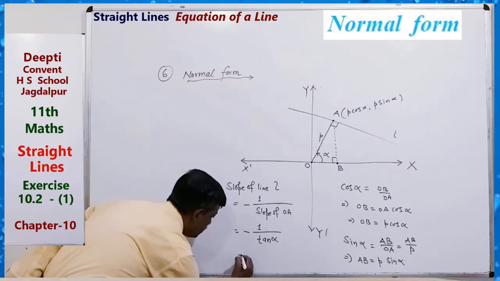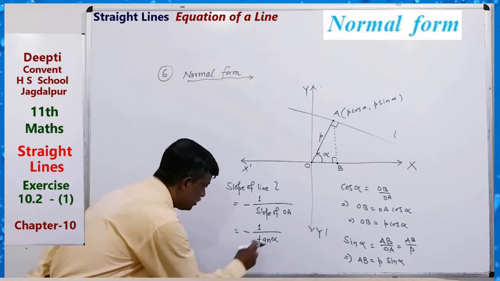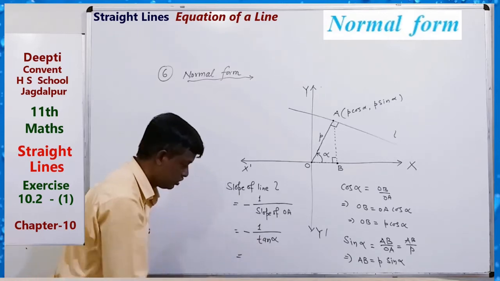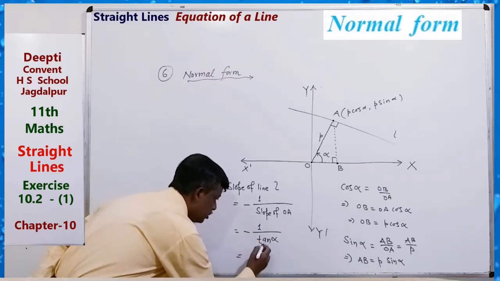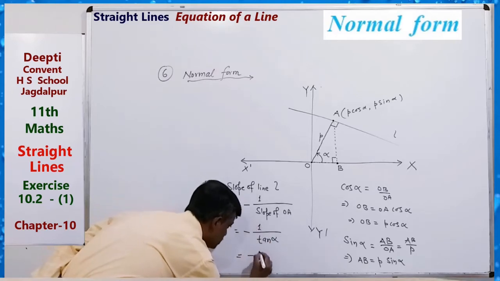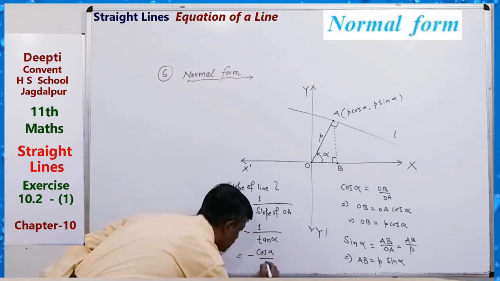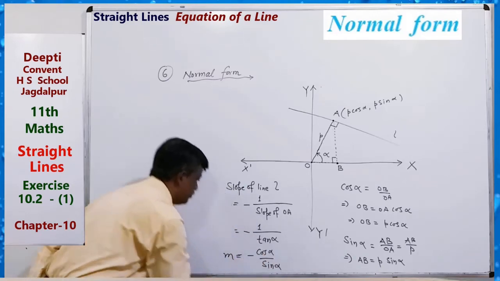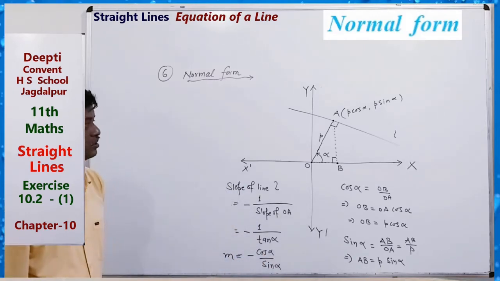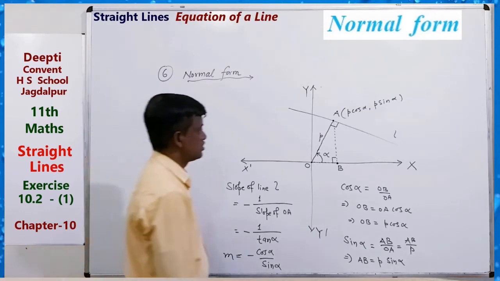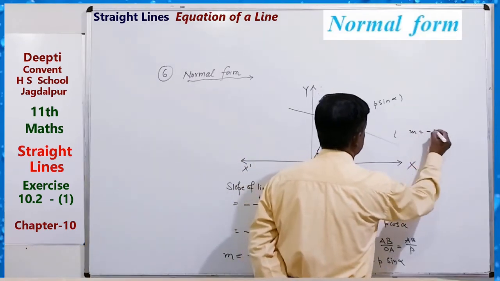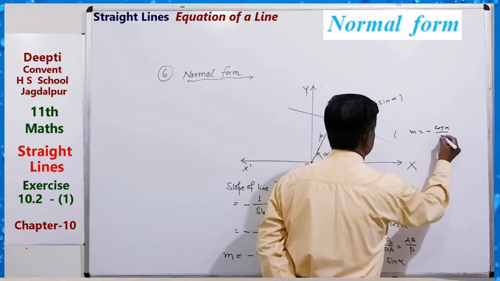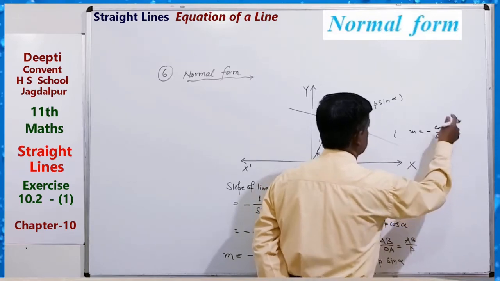And this is equal to what? Tan means sine cos, minus cos alpha upon sine alpha. So this is our slope of the line. Its slope is given by minus cos alpha upon sine alpha. It is also in terms of alpha.